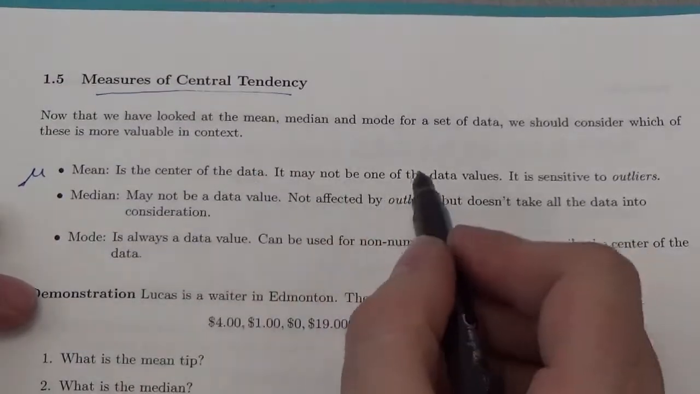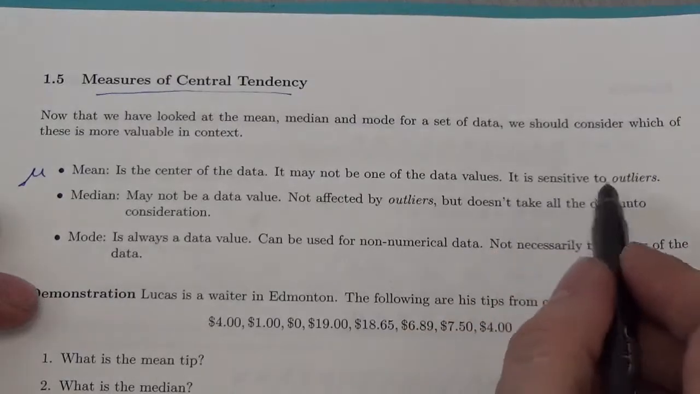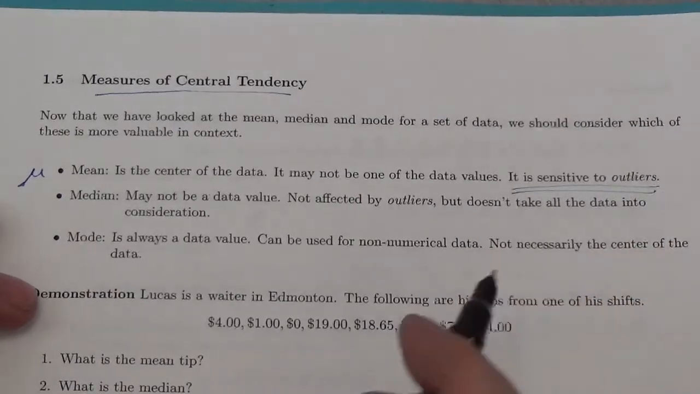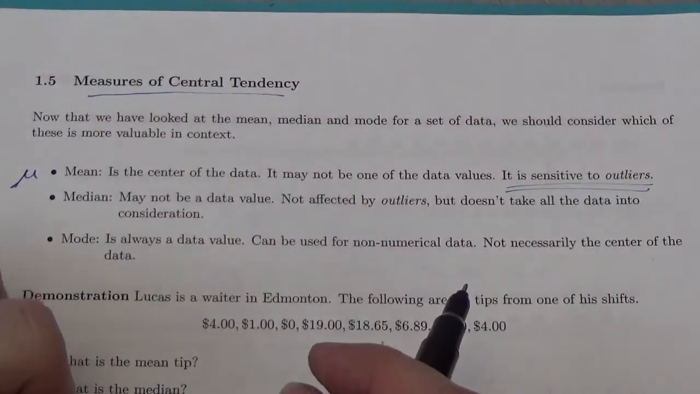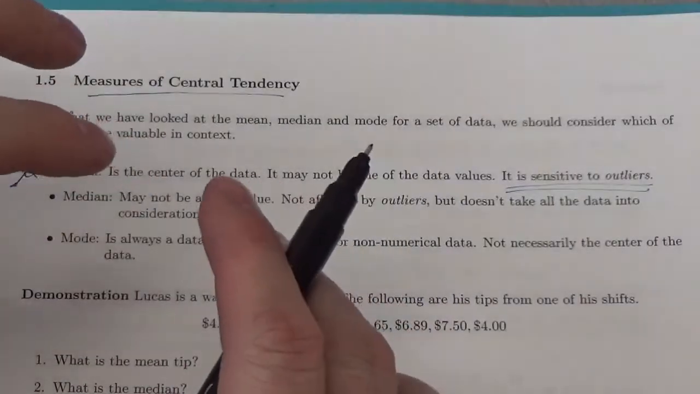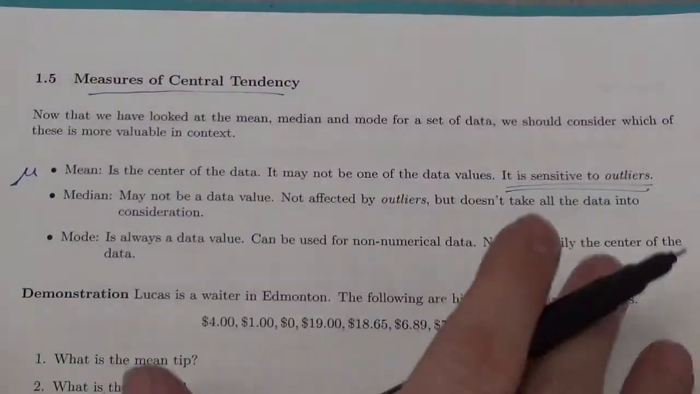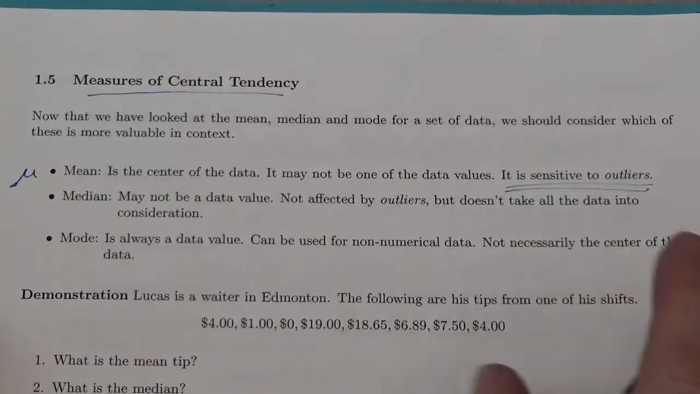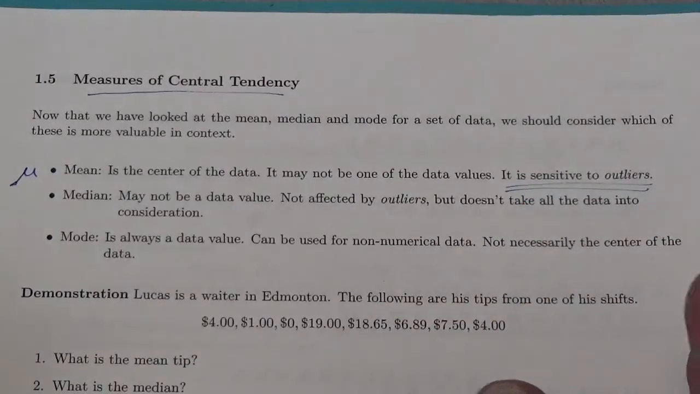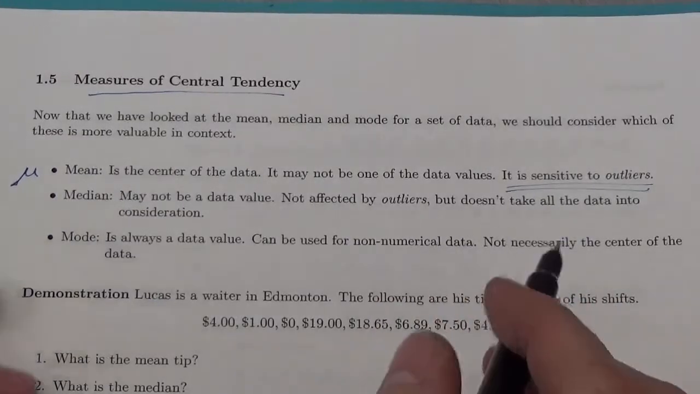Now, it might not be one of the data values, and it is sensitive to outliers, because what it tries to do is even out the amount of value to the left of it and to the right of it along the spectrum of the data. If there's a data value that's way out of line with the rest of the data, the mean tends to be quite sensitive to that.